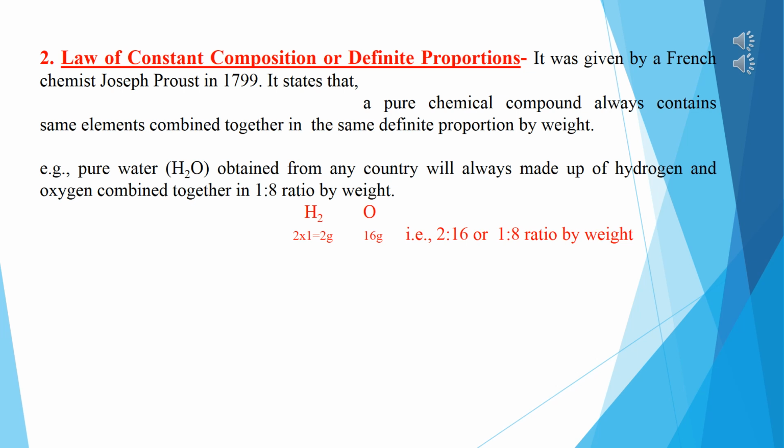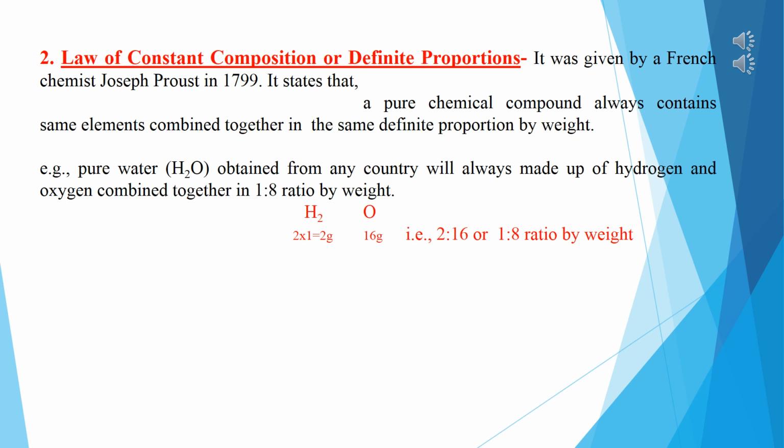That means pure water obtained from any area will always be made up of hydrogen and oxygen combined in a definite proportion, that is 1:8 ratio by weight.